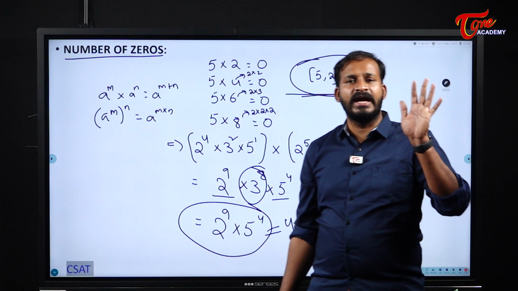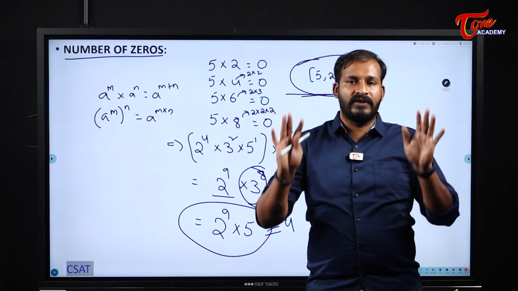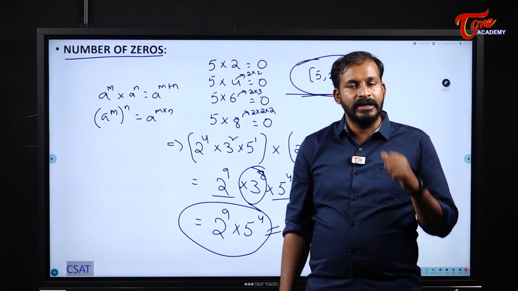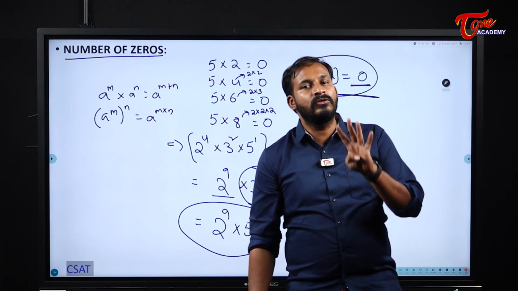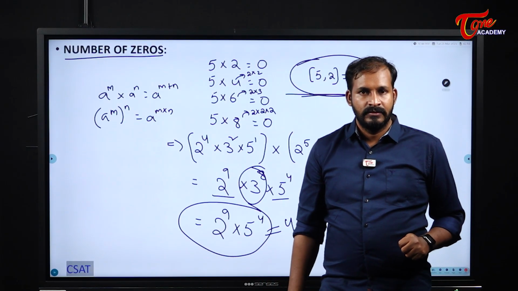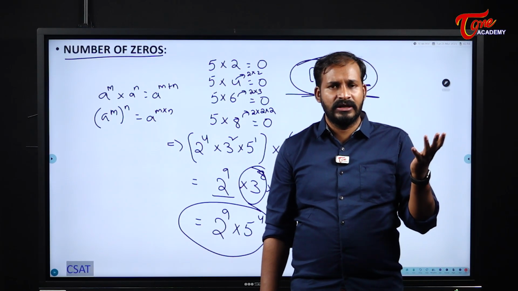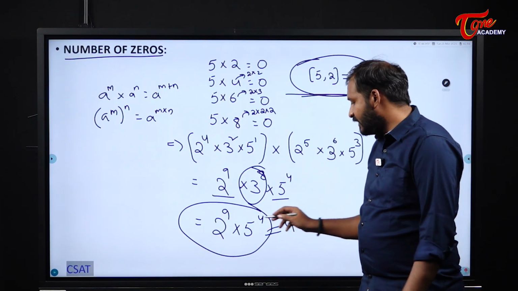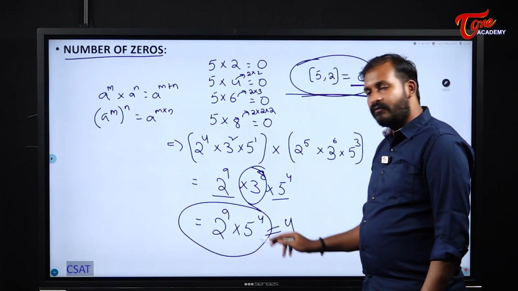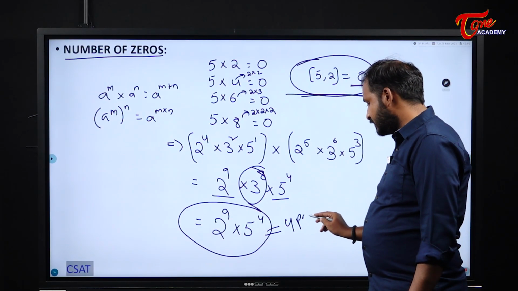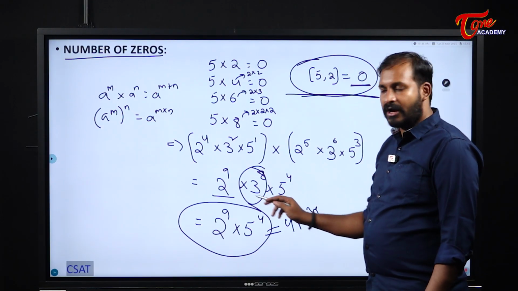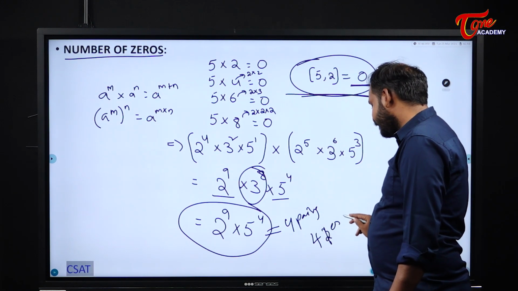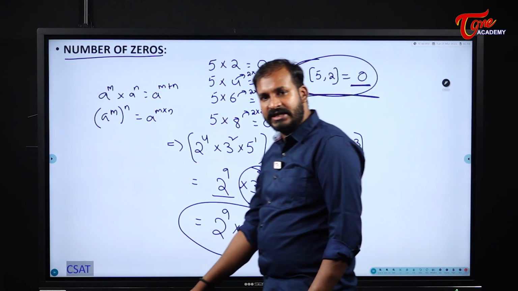For example, students, you have 9 right leg shoes and 4 left leg shoes. Now tell me, how many pairs of shoes can you make? You can make only 4 pairs of shoes. The remaining 5 right leg shoes are waste. We cannot make any pair with them. Similarly here also, with 9 2s and 4 5s, I can make only 4 pairs. So this product will have how many zeros at the end? This product will have 4 zeros at the end.